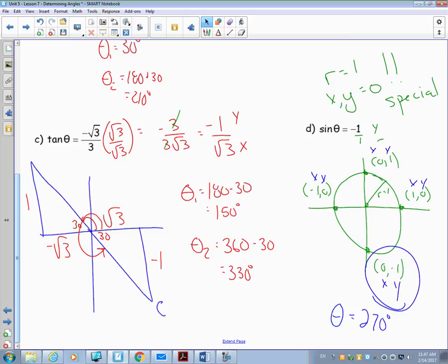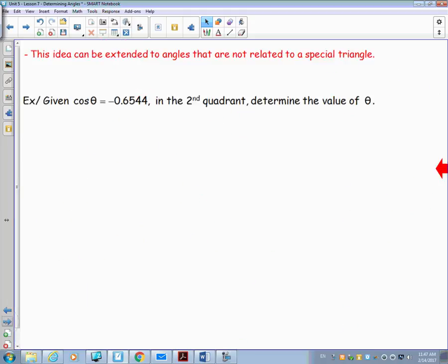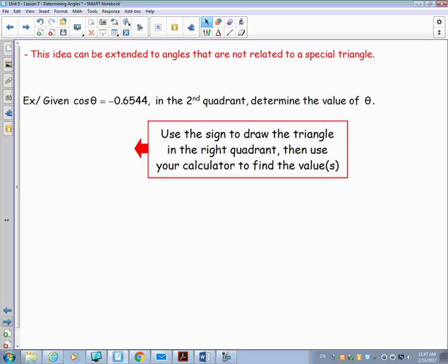Okay, so the last two there are special cases. The other special case you could sometimes have is, what if we have something that doesn't fall into special triangles? What if we have decimals? This idea of math that we can find exact values is kind of limiting if we can't apply it to just 30s, 60s, and 90s, and 45s, and combinations of those things. What about the other ones? So, when we get something that's a decimal, and we know it's not a special triangle, we're going to use the sign to draw the triangle in the right quadrant, then use the calculator to actually find the value.